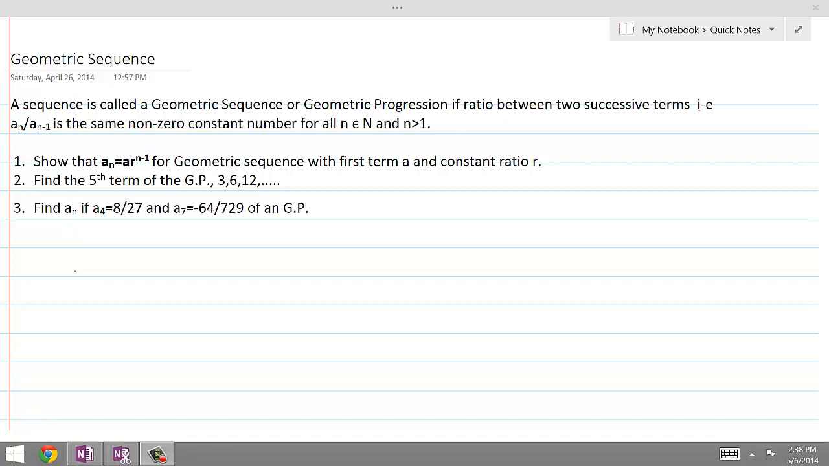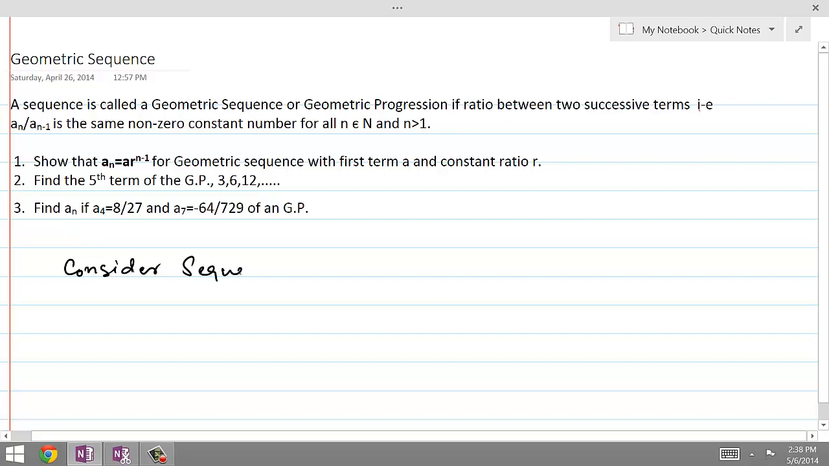Let us consider a sequence. This sequence is 2, 4, 8, 16, 32, and so on. If we carefully examine the pattern, whenever we divide the second term, 4, by the first term, which is 2, the number we get as an answer is called the ratio, or more commonly the common ratio, and it is 2 in this case.